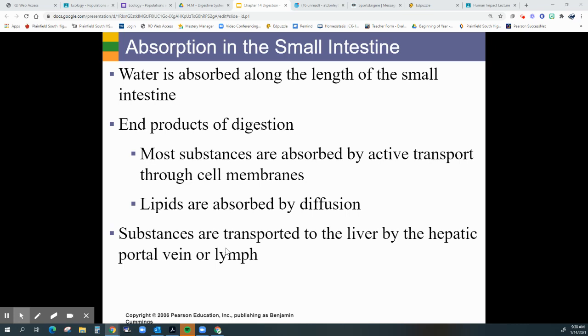The main takeaway from this is that the small intestine does most of our absorption, of carbohydrates, proteins, as well as lipids. When we get into the large intestine, you're going to notice that the large intestine really is only absorbing water. So water is absorbed here in the small intestine too, but its main purpose is to get these carbohydrates, lipids, and proteins absorbed.